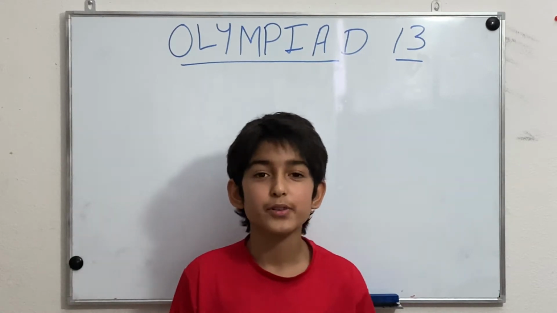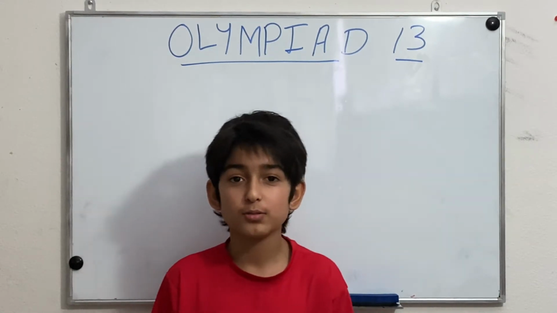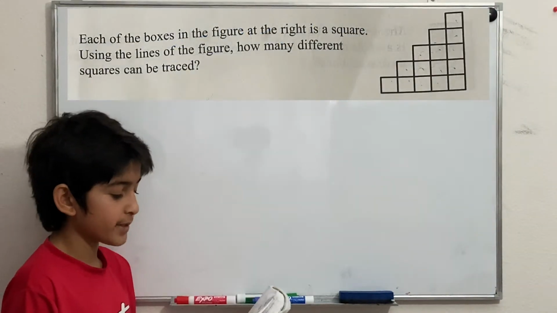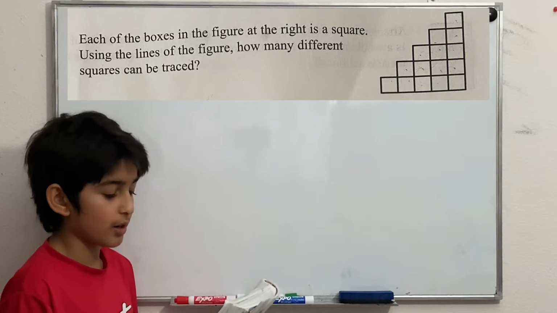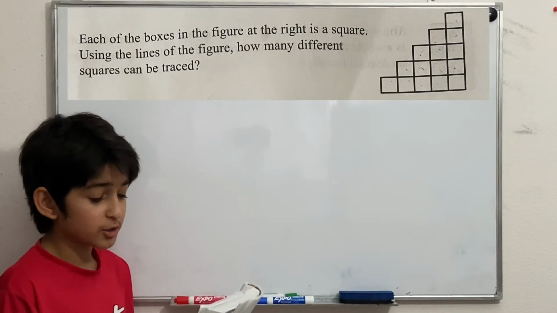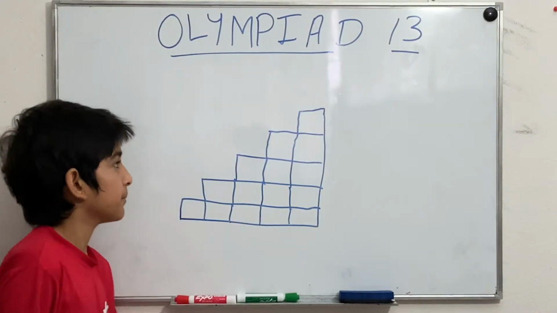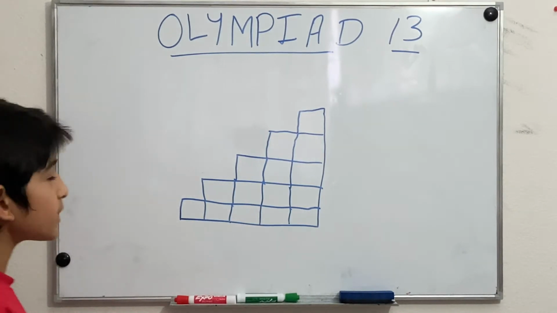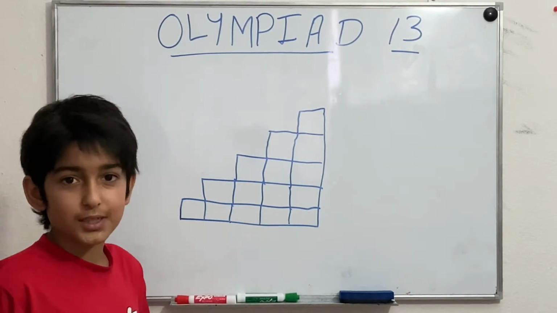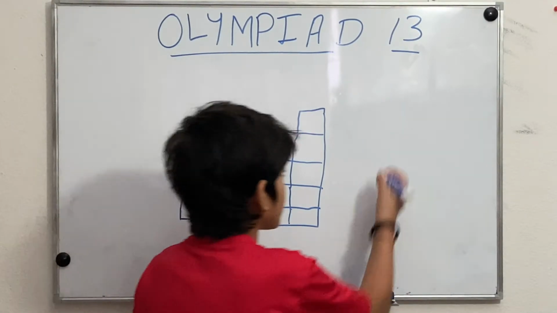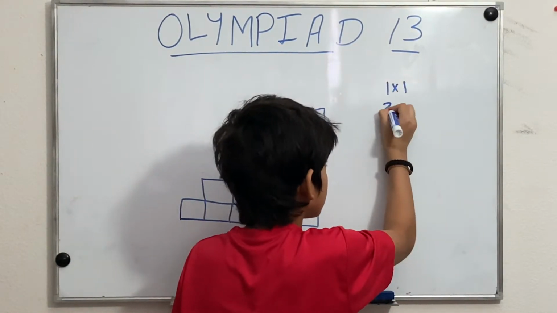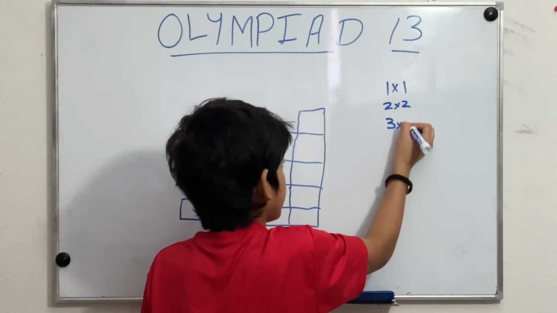Today I'll be going over the Olympiad 13, so let's get into it. The first problem says, each of the boxes in the figure at the right is a square. Using the lines of the figure, how many different squares can be traced? So let's just draw the figure. Okay, so what we can do is first count the 1 by 1 squares, then the 2 by 2, and then the 3 by 3. So let's just write 1 by 1, 2 by 2, and 3 by 3.